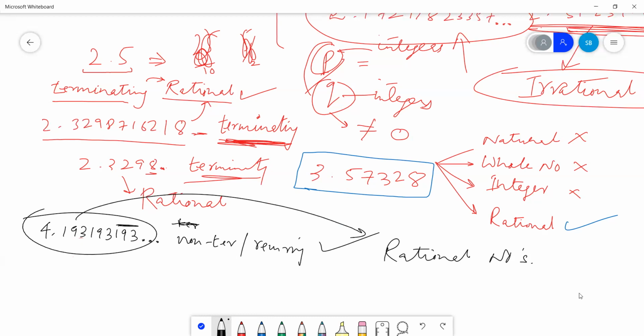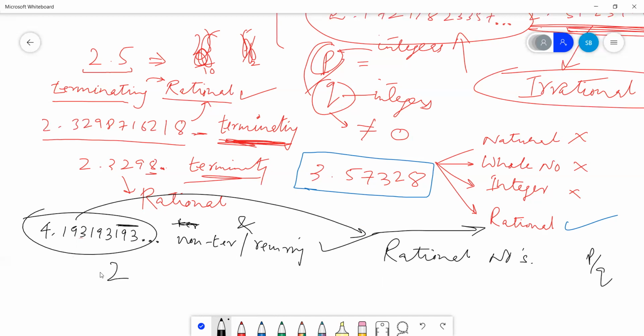They can also be expressed in the form of P by Q. We don't need to express it right now, but still they can be expressed. And how do we know that? Because they are decimals, they are non-terminating and recurring. So 4.193, 193, 193, and so on is a non-terminating decimal, but it is recurring. That's why we can say it is a rational number.